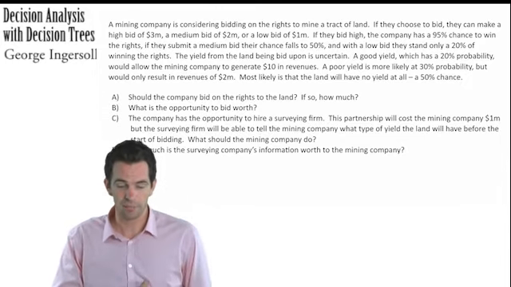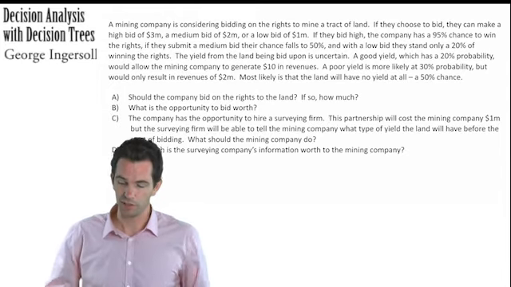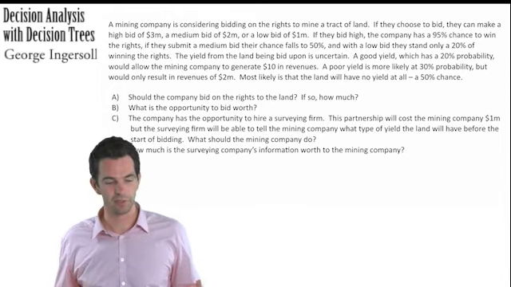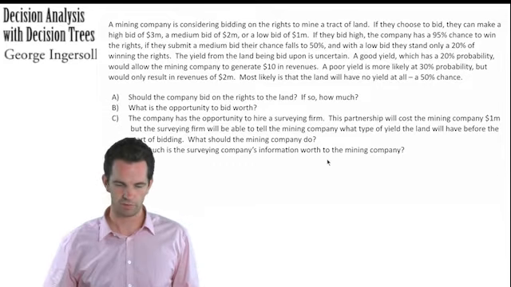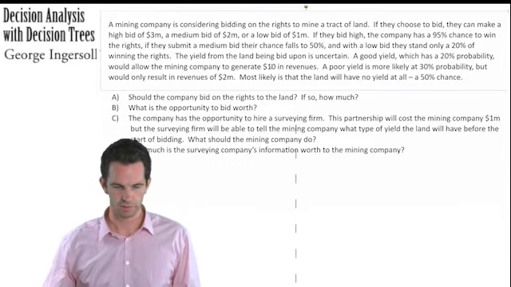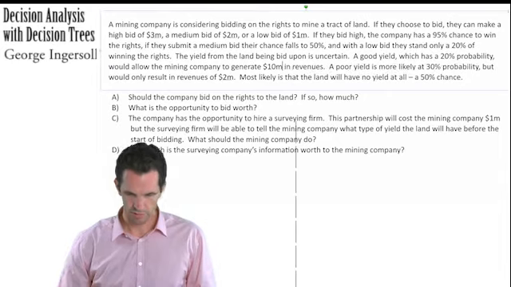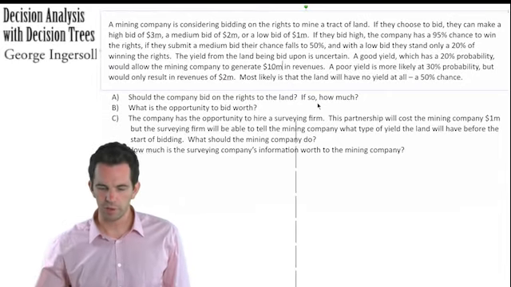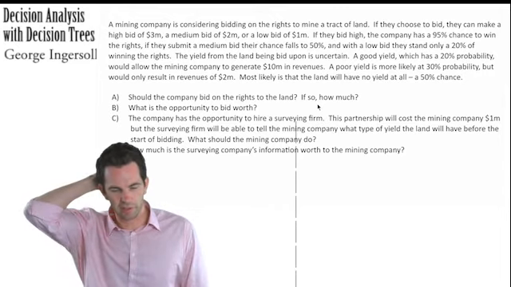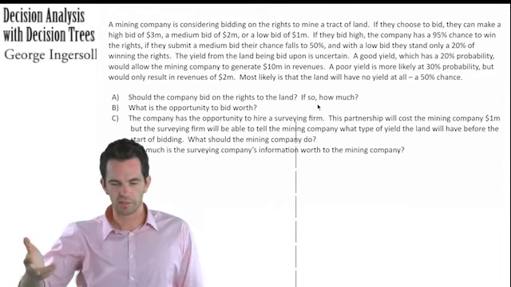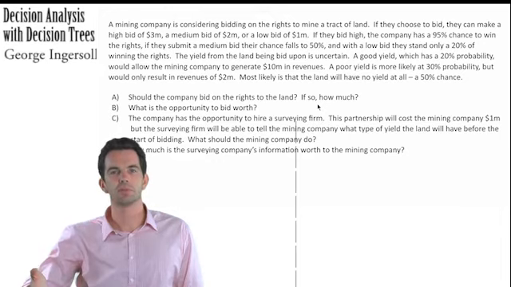The yield from the land being bid upon is uncertain. A good yield, which has a 20% probability, would allow the mining company to generate $10 million in revenues. A poor yield is more likely at 30% probability, but it would only result in revenues of $2 million, and most likely is that the land will have no yield at all, which is a 50% chance.